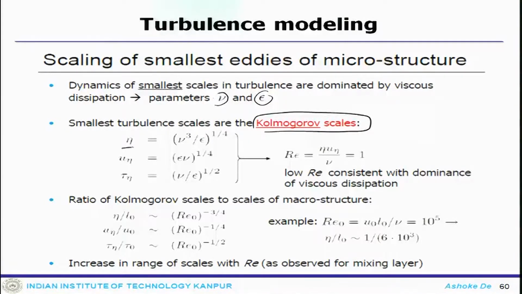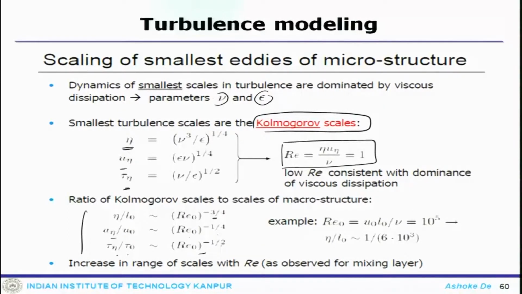So, their length scale would be what we call eta, which is estimated as (nu cubed by epsilon) to the power 1 by 4. u_eta is the velocity scale and tau_eta the time scale, and the Reynolds number at the eta scale is eta times u_eta by nu. The ratio of the Kolmogorov scale to the macrostructure: eta by L naught is Re naught to the power minus 3 by 4, u_eta by u naught is Re naught to the power minus 1 by 4, and tau_eta by tau naught is this.